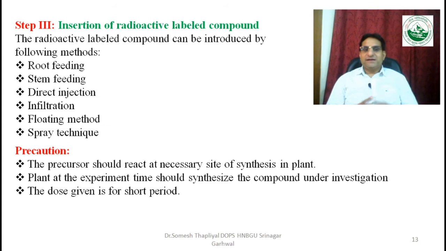Then another technique is infiltration, which is also known as the wick method. Here we will take cotton and make a wick, and this wick will be joined with the plant parts, and the terminal end of this wick will be inserted in the solution containing the radioactive isotopes. Another method is the floating method, in which we will crush the leaf samples and float them on the liquid solution containing the isotope compound.